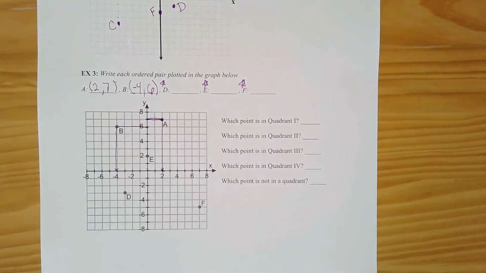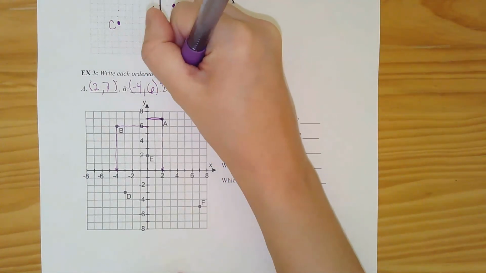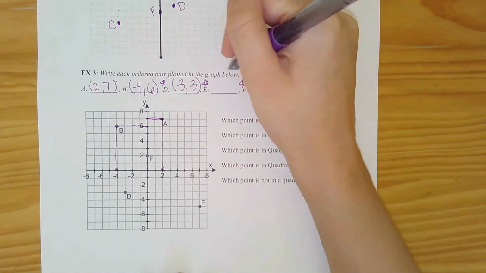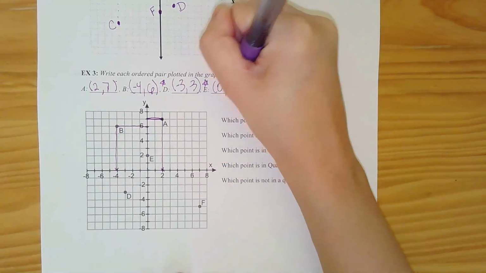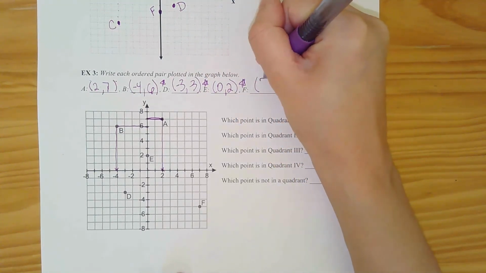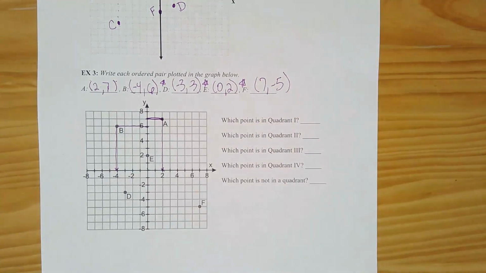Alright, point D should be at -3, -3. E is at 0, 2. And F is at 7, -5. How did you guys do? We do okay? Great. Alright.